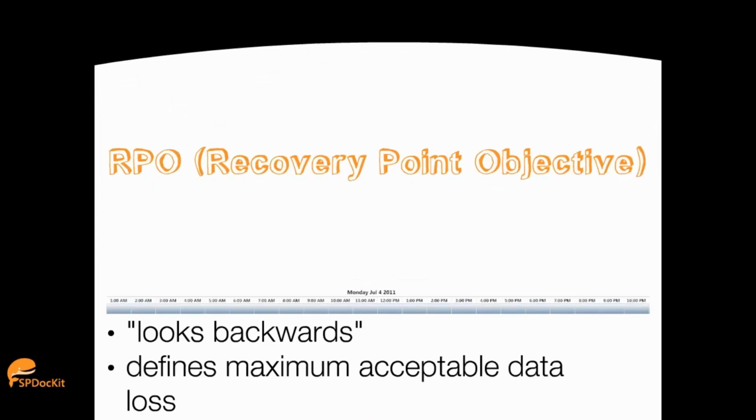A recovery point objective is something that I like to say looks backward and defines a maximum acceptable data loss. What do I mean by that? Well, it's worth acknowledging it may not make much sense here. I'm talking about data loss. Why am I talking about data loss if I'm talking about protecting systems? Well, as it turns out, we oftentimes have to accept certain amounts of data loss with any given protection strategy.